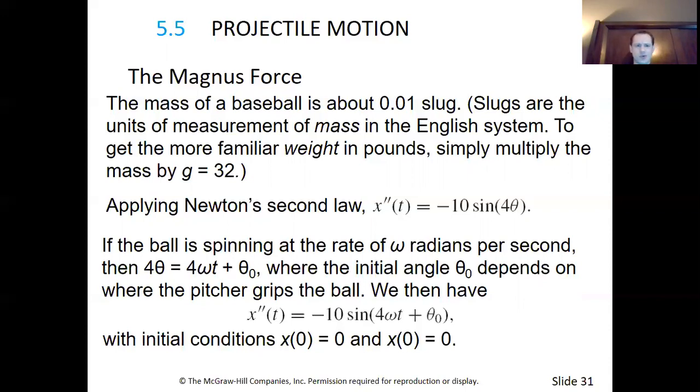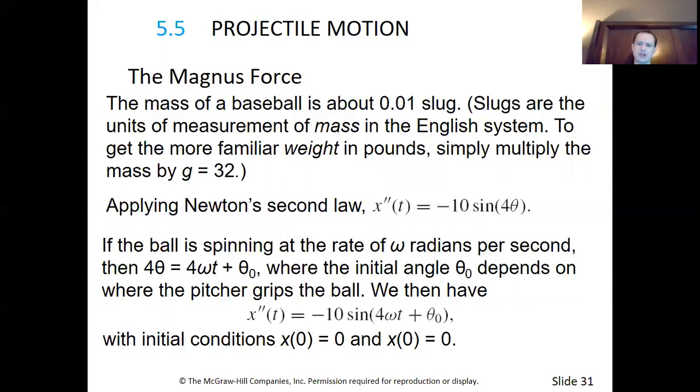They just flat out do some work for you. They tell you that 4 theta, the thing inside the function I care about, because x double prime is -10 sine of 4 theta, is given by this equation: 4 omega t plus theta naught. Theta naught is your starting angle. You're probably just going to make that 0, just like normally you make your starting position 0. If you plug that in for 4 theta in the equation, you get this master equation for x double prime of t: -10 times the sine of 4 omega t plus theta naught, which seems really complicated.